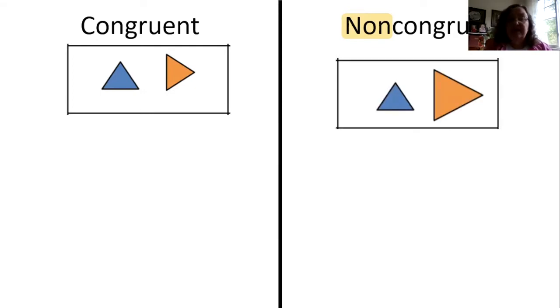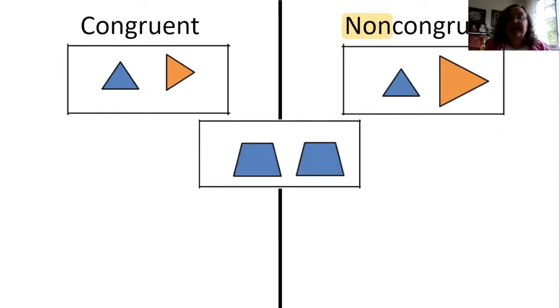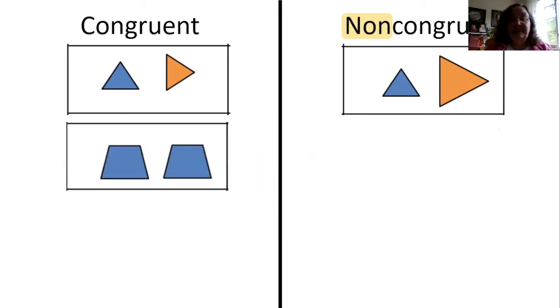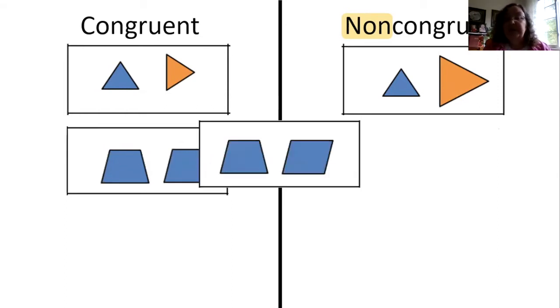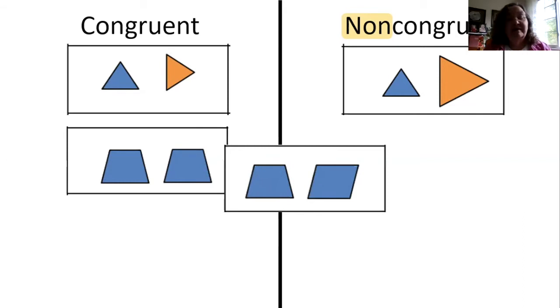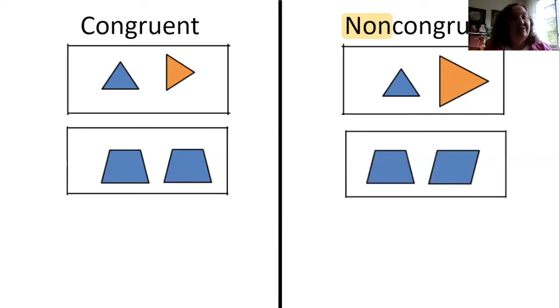All right, let's look at the next figures. Ooh, I have two quadrilaterals or trapezoids. They're both blue. I'm going to tell you that they are congruent. Let's look at the next one. Oh, some quadrilaterals again, but one is a trapezoid and one is a parallelogram. They're both quadrilaterals though, and they're both blue. They are non-congruent. Are you thinking?